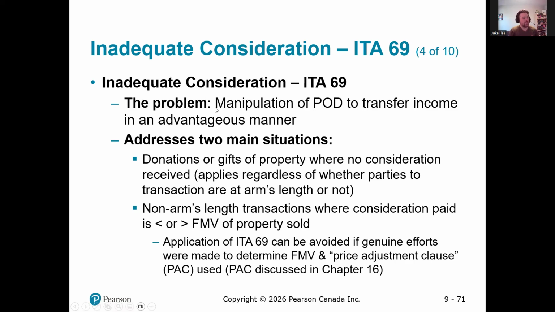So when we manipulate the proceeds of disposition to transfer income in an advantageous manner, there's two main situations. We can give something as a donation or a gift where we get nothing in return. Or we sell with a non-arm's length transaction where consideration paid is less than or greater than the fair market value of property sold.